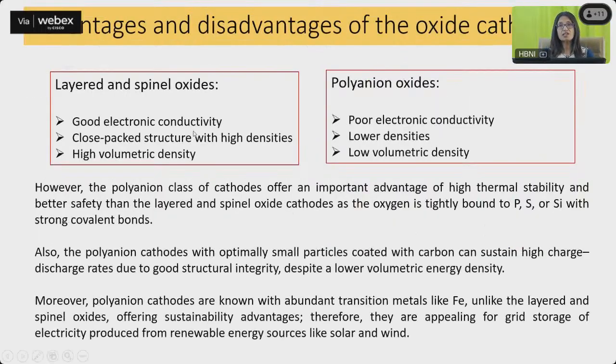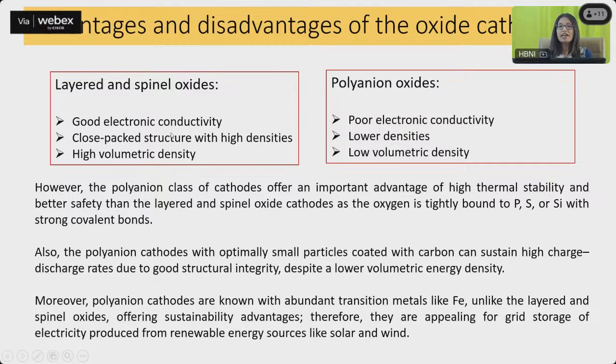So what are the advantages and disadvantages of the oxide cathodes? For the layered and the spinel oxides, there is good electronic conductivity. Polyanion oxides suffer from poor electronic conductivity. This has a very good close-packed structure with high density. Here the structure has a lower density. This has a very high volumetric density, whereas this has a low volumetric density. So what essentially does this mean?